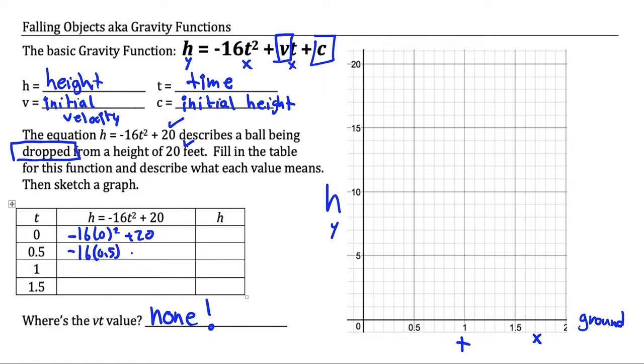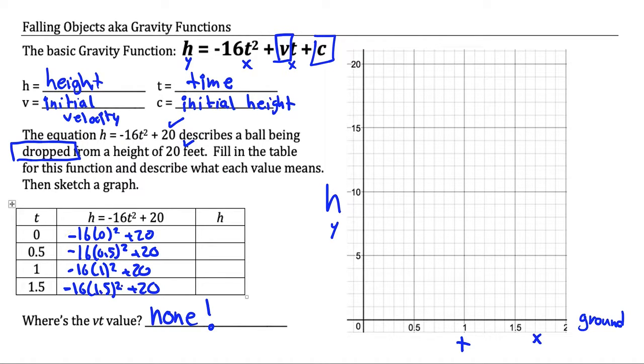Next, plug in a half a second. So what are these values? These are time: no time, half a second, 1 second, 1.5 seconds. And the equation will tell us what the height is. Here we go: negative 16 times 1 squared plus 20. And then finally, negative 16 times 1.5 in brackets. Don't forget the square. A lot of people forget the square. Don't be one of those people. Okay, and there it is.